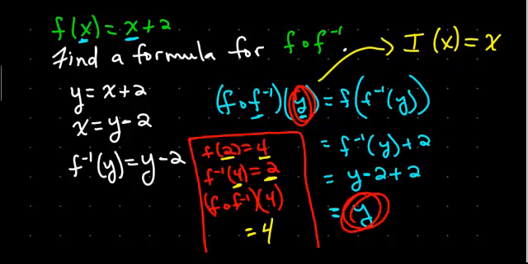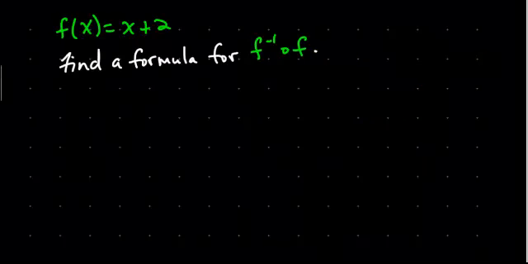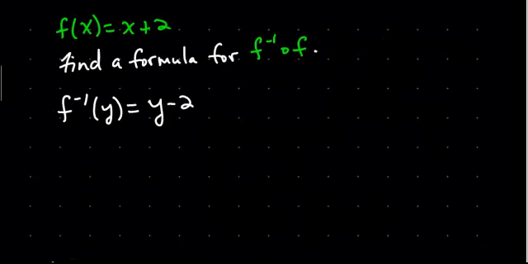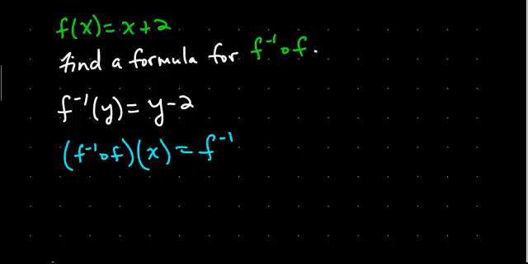Okay? Let's look at it the other way. So we want to do f inverse composed with f now. So again, for f inverse of y, what did we get? Y minus 2. Alright, y minus 2. Good. And now we want to look at f inverse composed with f of x. So this equals, by definition, f inverse of f of x.